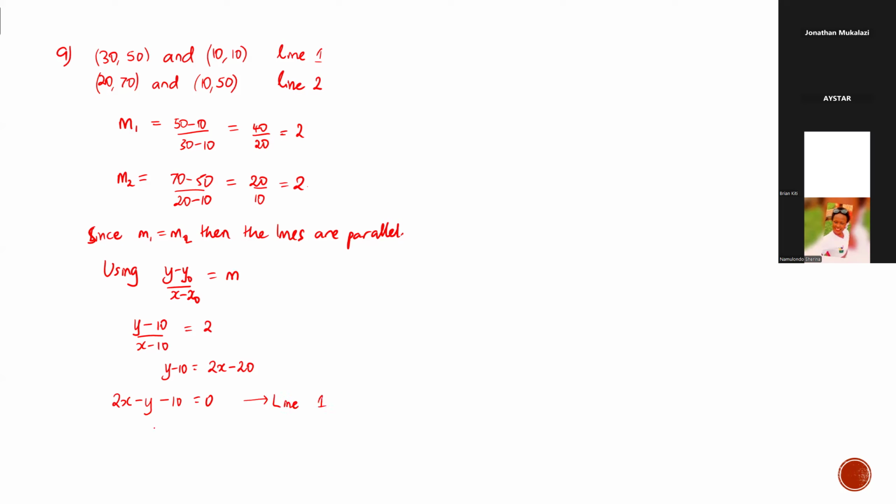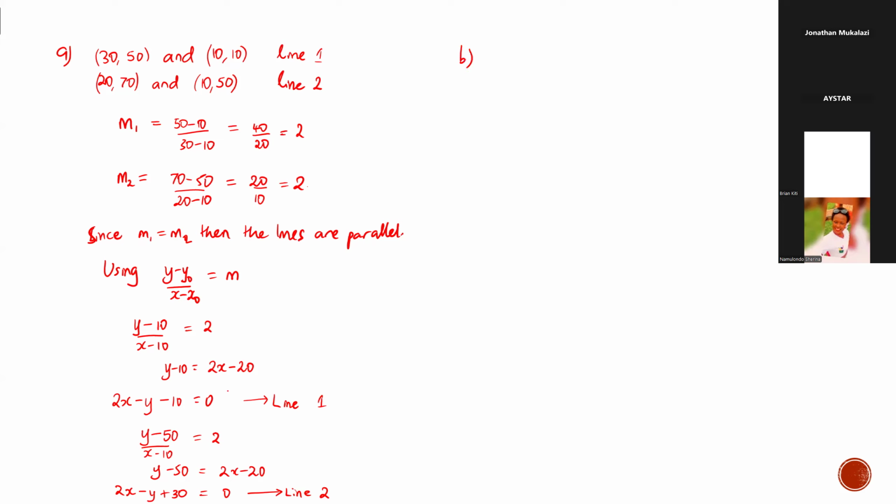And then for line 2, we could use the point (10, 50). So y minus 50 over x minus 10 is equal to 2. And so in this case, y minus 50 is equal to 2x minus 20. If we rearrange it and write it the way the previous line was written, it should be 2x minus y plus 30 is equal to 0. And this is the equation of line 2. So this is part A done completely.